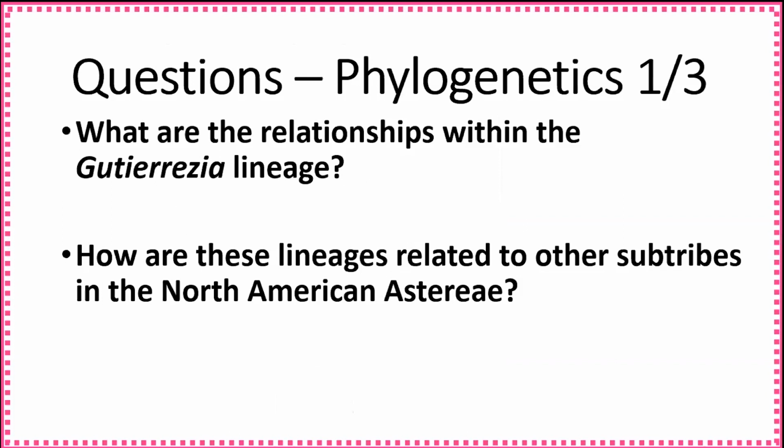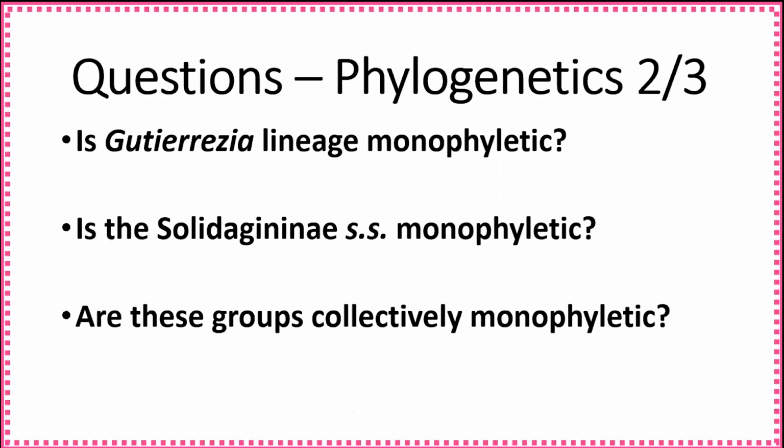So as a reminder, we have 3 sets of questions. Our first 2 here are, what are the relationships within this G lineage and how are they related to everything else in this clade of the North American Astereae? And then whether the 3 groups talked about earlier are actually monophyletic.